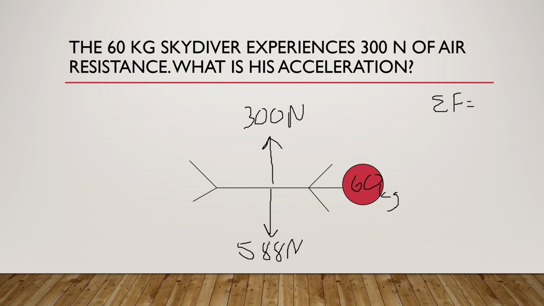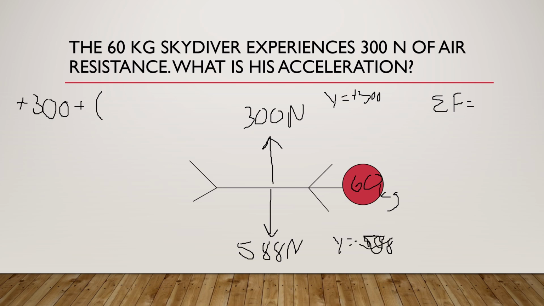Well, actually, think about it like this. The net force would be positive 300, because that's going up. Up is the positive direction, plus, here the y is positive 300. Here, the y is negative 588.